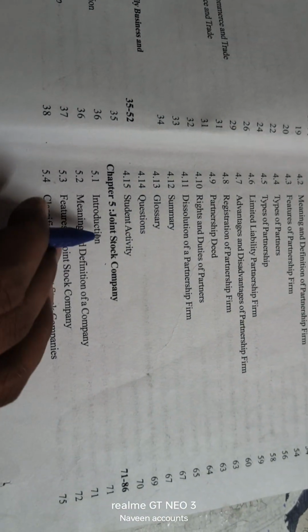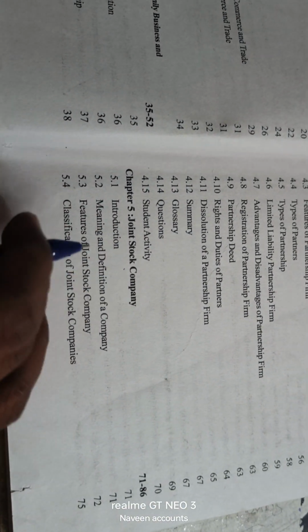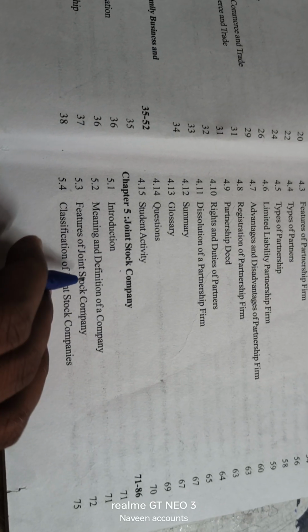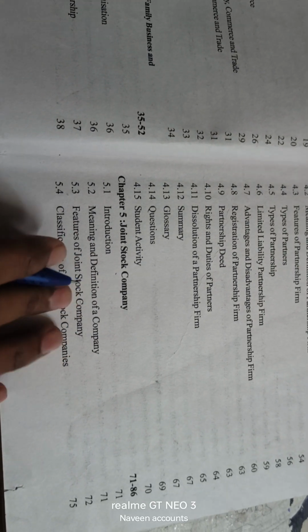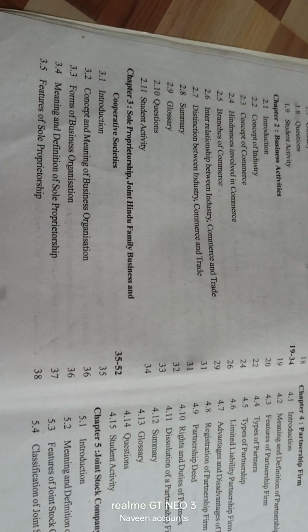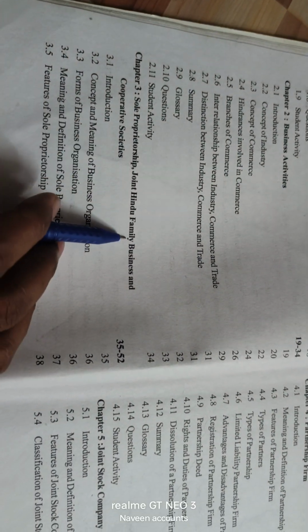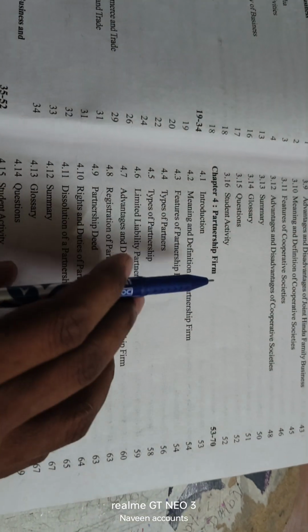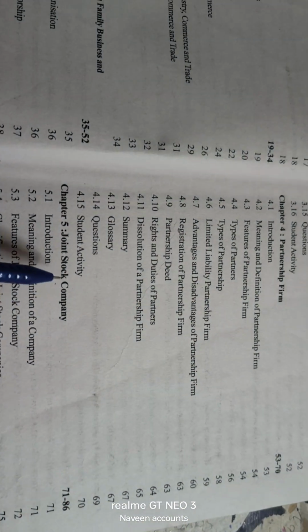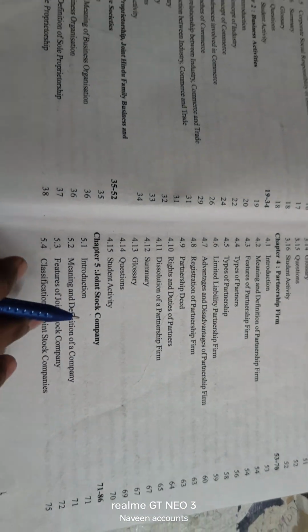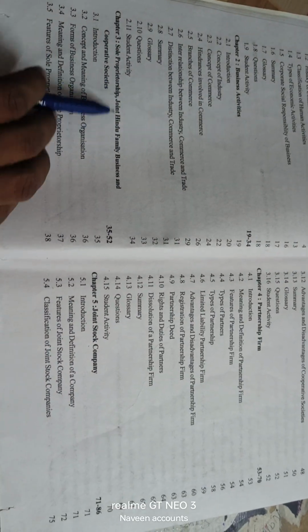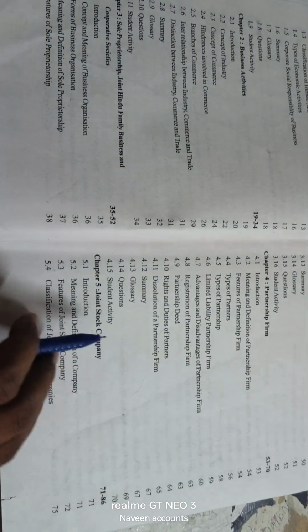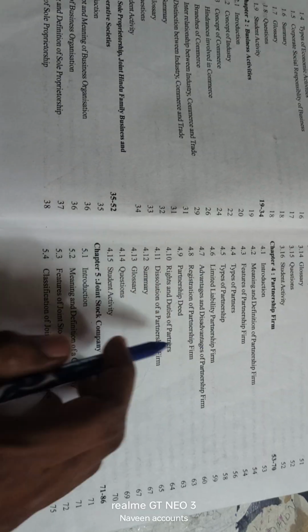Chapter number 5 covers another business form, the joint stock company, which is the largest business organization when you compare it with all other businesses. Till now we have seen sole proprietorship, joint Hindu family business, cooperative society, partnership form and joint stock company. We have completed 5 business organizations, or not? See, 1, 2, 3, 4 and 5.